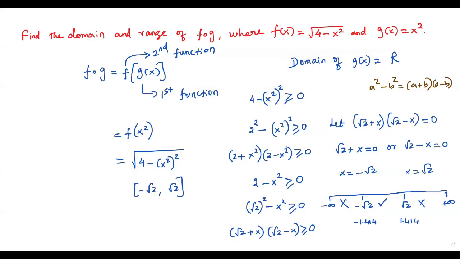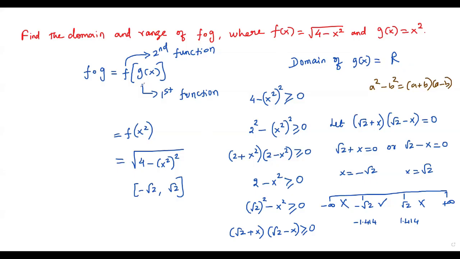Already we got the domain of the first function g of x. It is the set of all real numbers. As I said earlier, the domain of a composite function can be the same as the domain of the first function, or the domain of the composite function must lie inside the domain of the first function. That is, the domain of the composite function has to be a subset of the domain of the first function. That means the domain of the composite function has to be a subset of the set of real numbers.